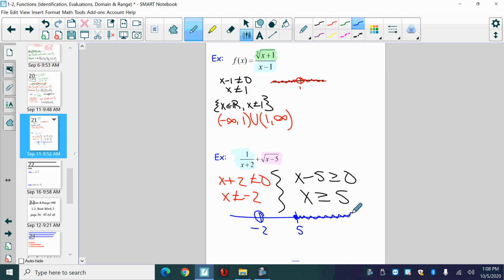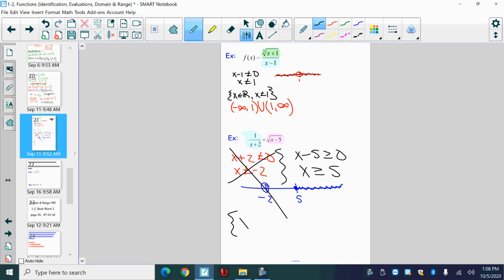Now my question is, is -2 near the shading? It is not, which means you can throw out that part of the graph, and your answer is simply going to be x is an element of the reals, and x is greater than or equal to 5. Which means I'm picking up at 5, and it can be 5, and I'm going to go all the way to infinity.